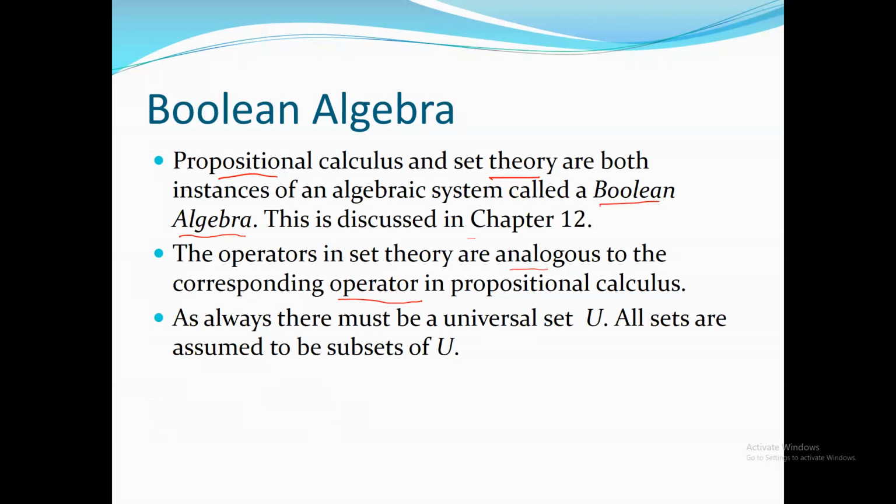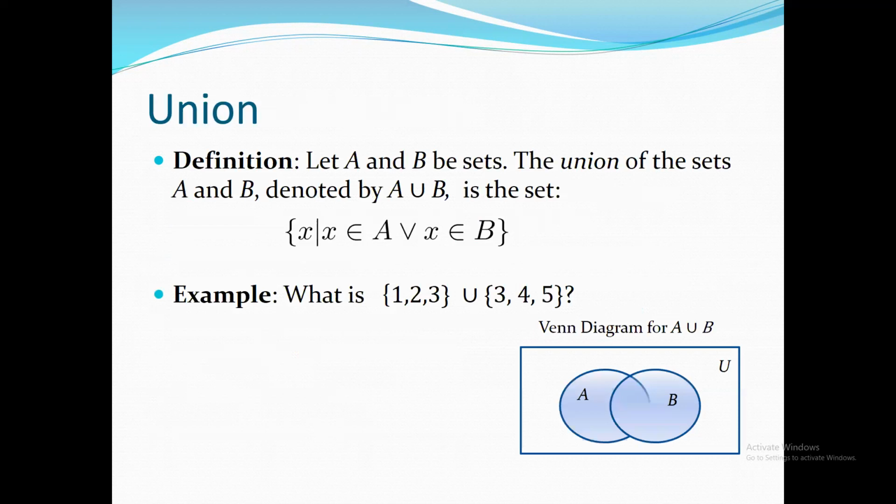So we'll see now. As always, there must be a universal set U. We discussed it earlier in the previous lecture. All sets are assumed to be subsets of this universal set U, right? So what do we mean by union? You might have learned union and intersection in your high school classes, but we need to understand it very clearly, because this course is the foundation of computing, so most of the computing courses that you will be studying throughout your computer science major will use the set theory and the logic we are studying in this course, right?